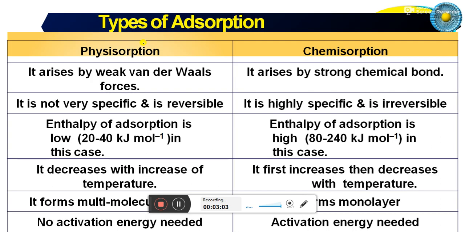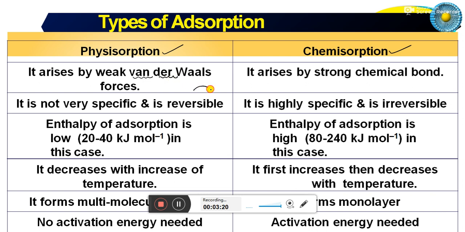In adsorption, there are two types possible. One is where gas molecules are adsorbed by physical forces, physical adsorption, and the other by chemical forces, chemical adsorption. During physical adsorption, Van der Waals forces exist. Van der Waals force is a weak force.